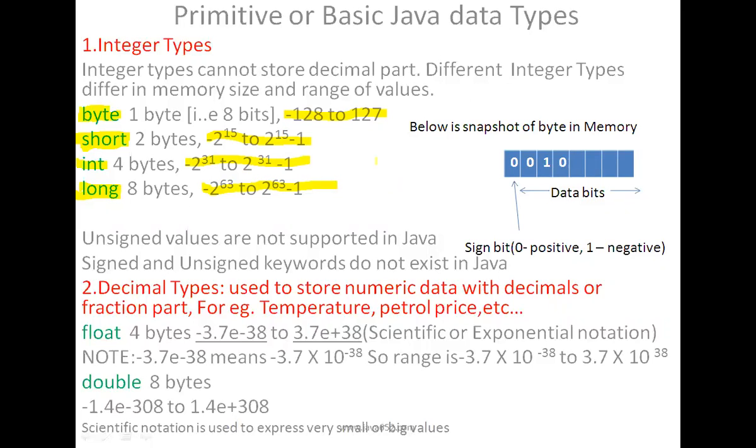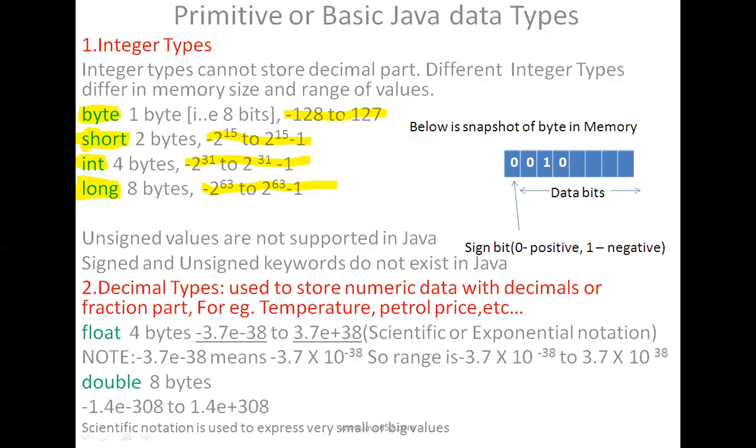One question to all of you. Let us assume you want to store the age of a person. In these four, which one will you use? Byte. Okay, fine. The reason is the range is minus 128 to 127.